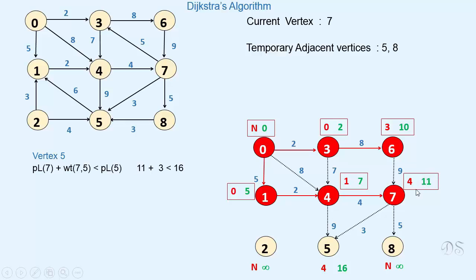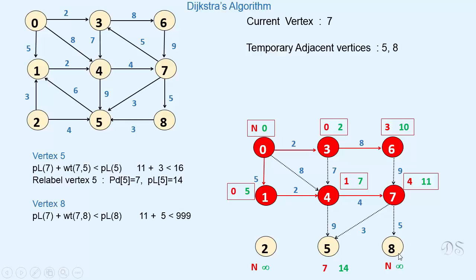Now path length of vertex 7 plus weight on this edge is less than path length of vertex 5. This means that we have got a shorter path. Till now, the shortest path that we knew from vertex 0 to vertex 5 was this. It was of length 16. Now using this vertex 7, we got this path which is of length 14. So we'll relabel this vertex 5. Now its path length is 14 and its predecessor is 7. Now we come to this vertex 8. It is path length infinity, so it will definitely be relabeled.